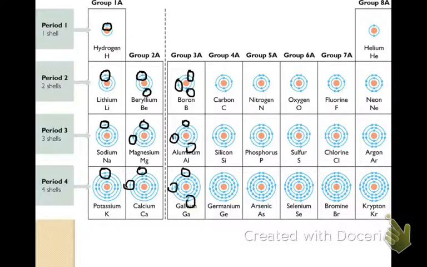Group 4A, four valence electrons. 5A has five valence electrons. 6A, six valence electrons. 7A is seven valence electrons. And of course, group 8A is eight valence electrons, except for helium.